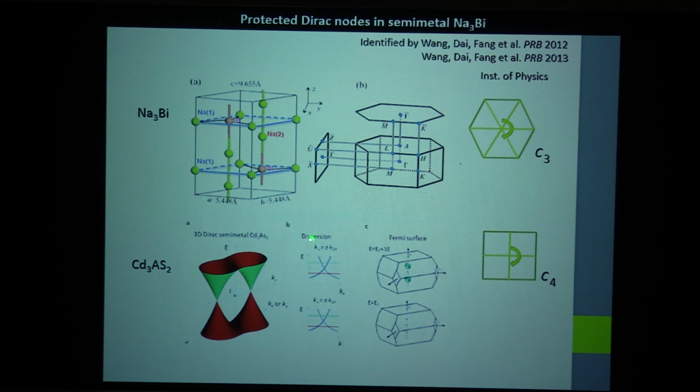The band structure is hexagonal. The crystal structure is hexagonal. There are two planes, and they are staggered, and there are two inequivalent sodium sites. But all these details are irrelevant to the band structure. The only thing to note is that the crossings occur along the z-axis.